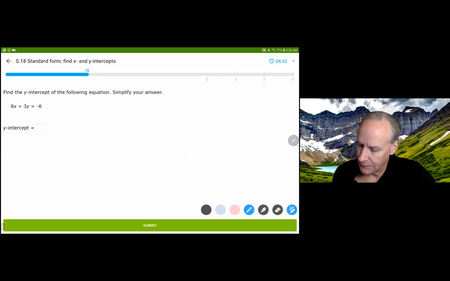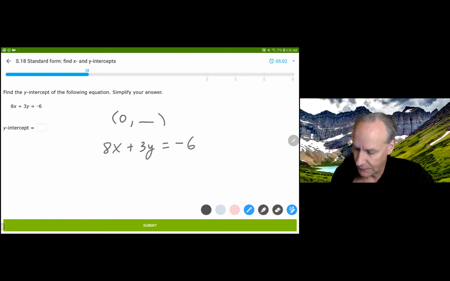Y-intercept this time. So we want to let x equal 0, and we're looking for the value of y. We have 8x plus 3y equals negative 6. I'm going to let x equal 0. This is 0. And I'm going to divide by 3 on both sides. Now I usually do this in my head, so I get negative 2.